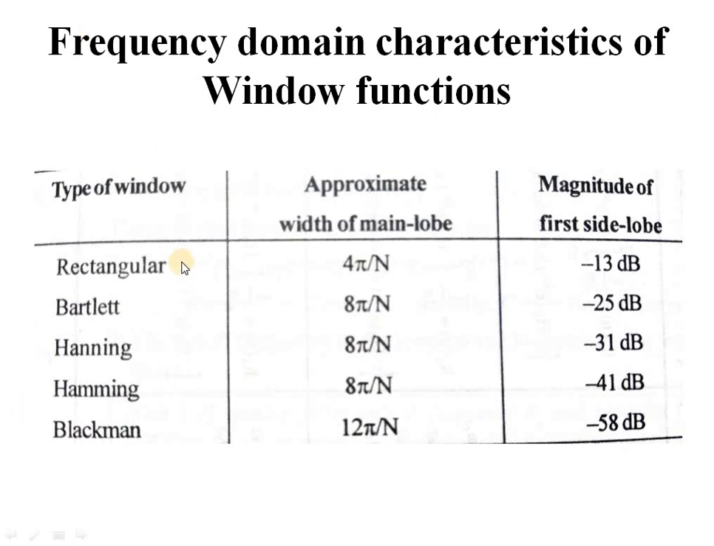As we go from the rectangular window to the Blackman window, we see a decrease in the first side lobe levels, which is a desirable characteristic. However, it comes at the expense of an increase in the main lobe width. Where we see the highest reduction in side lobe level, in the Blackman window, the main lobe width is also increased. These are some important points to be noted.